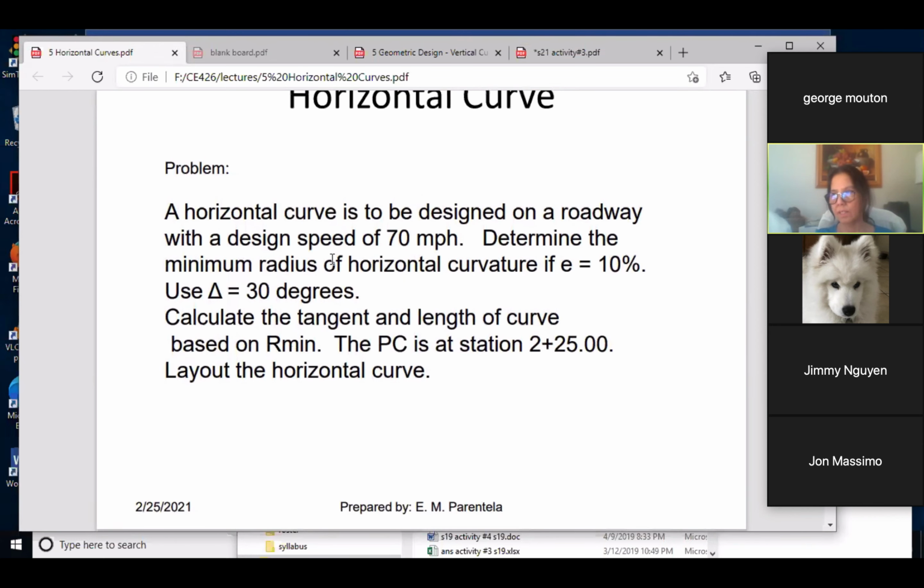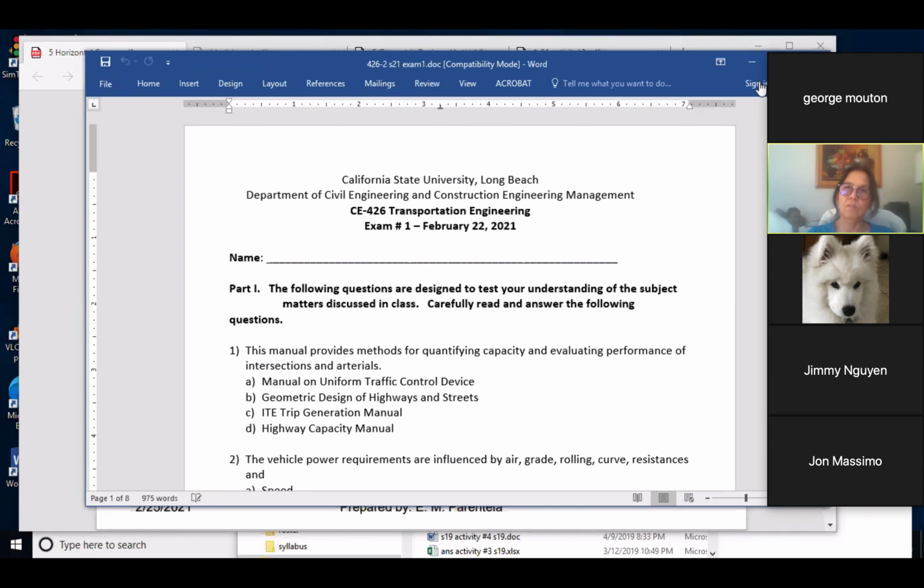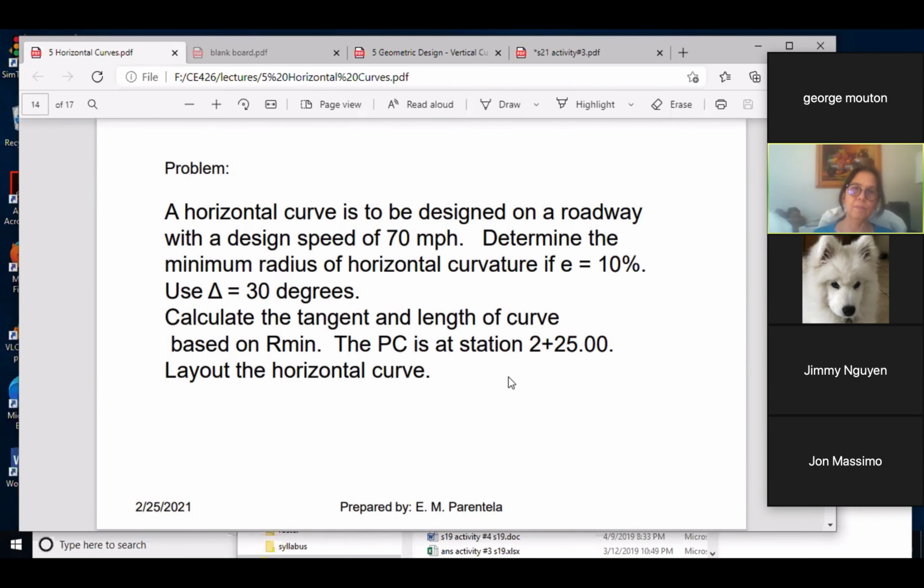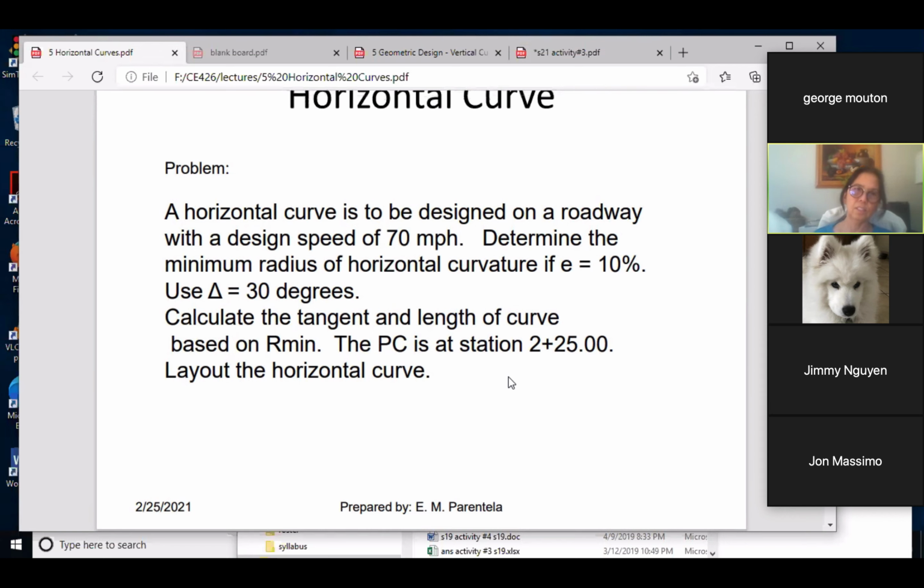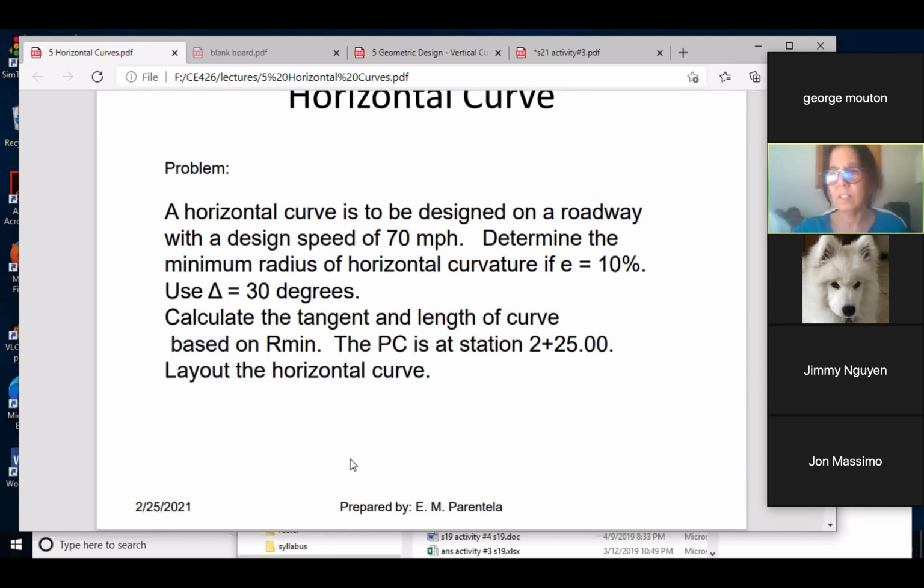Now, given the horizontal curve to be designed on a highway with a speed of 70 miles per hour, you're asked to determine the minimum radius of horizontal curve if e is 10% and delta is 30 degrees. Now you are asked to lay out the horizontal curve. So that's number one. We wanted to lay out the horizontal curve. So first, we try to determine the minimum radius of horizontal curve.